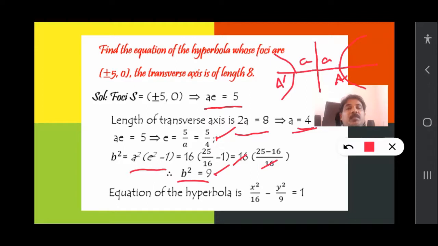Equation of the hyperbola: x square by A square minus y square by B square is equal to 1. This is the standard form of the hyperbola. Substituting A value and B value, A square is equal to 16, B square is equal to 9. Therefore, the required hyperbola is x square by 16 minus y square by 9 is equal to 1. This is the answer.